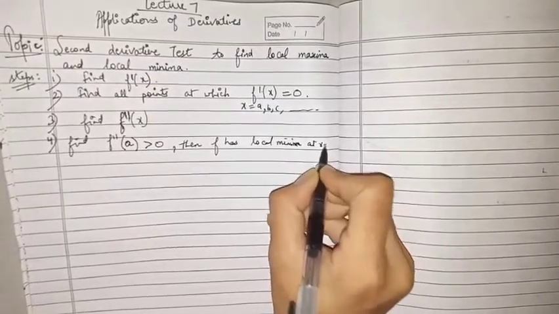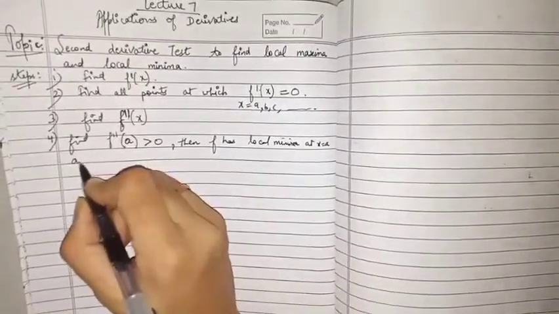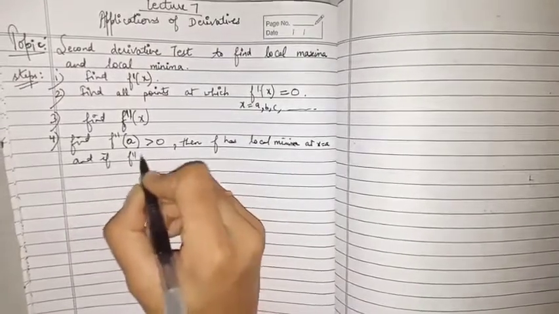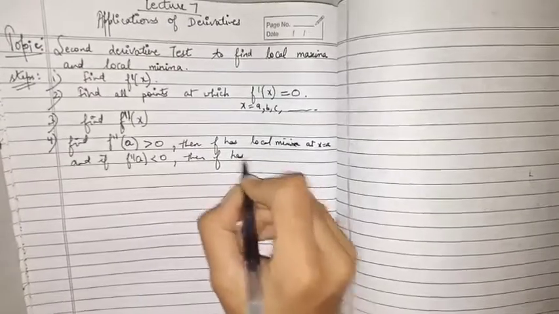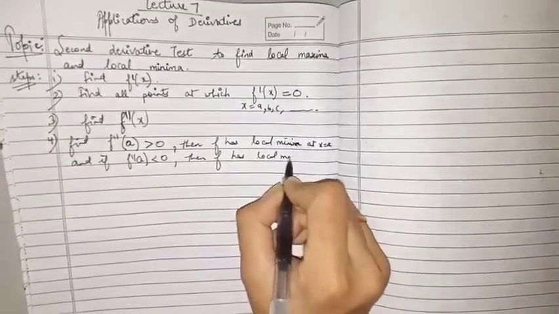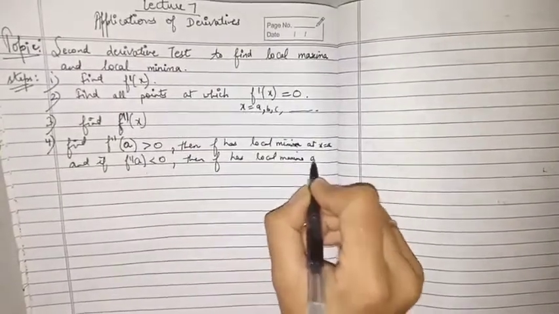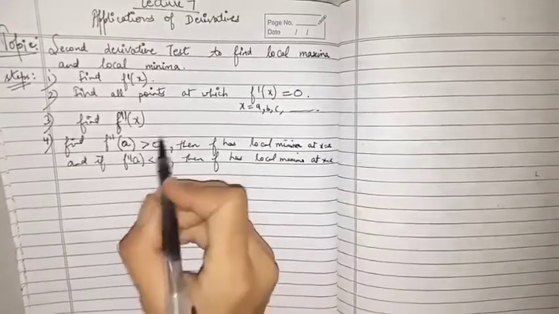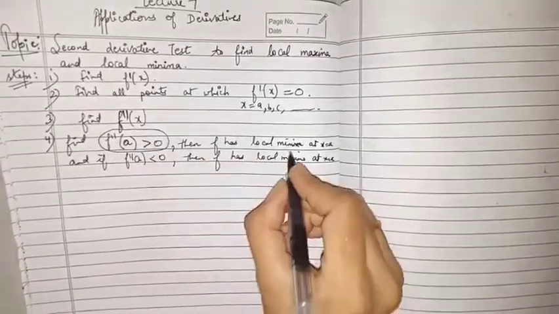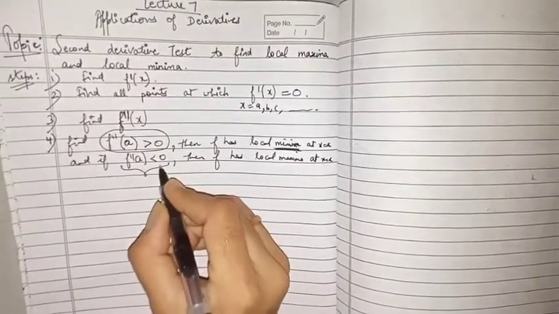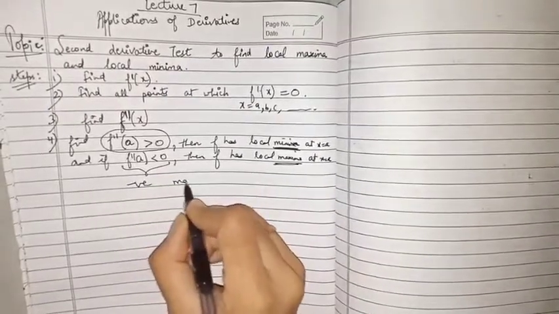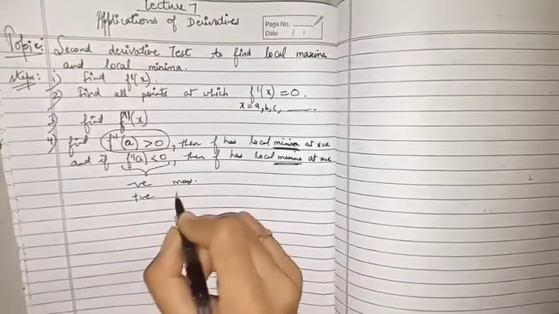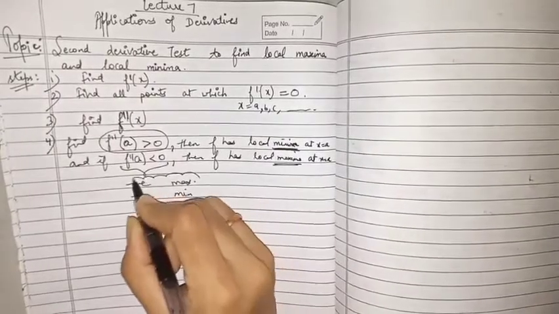at x equal to a, and if f double dash a is negative, then we can say f has local maxima at x equal to a. If the sign is positive, we say local minima, and if the sign is negative, we say maxima. Negative maxima, positive minima. Just remember this.